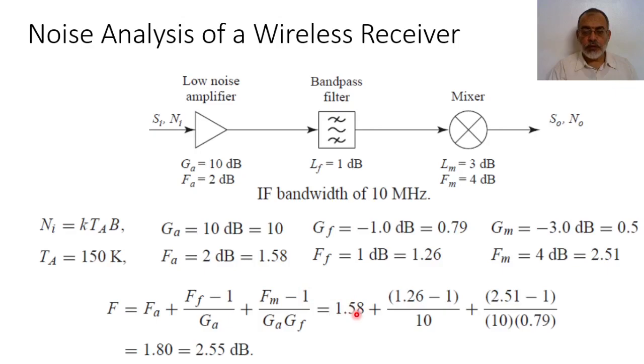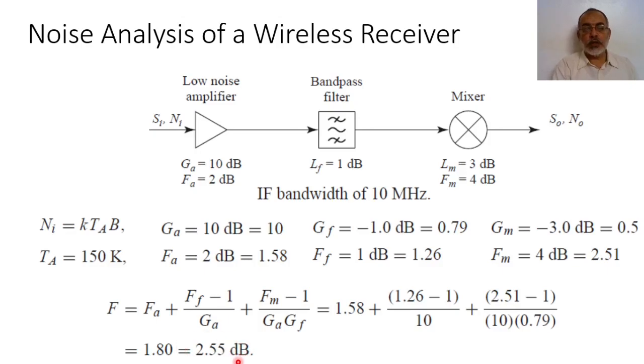So it would be 1.58 plus 1.26 minus 1 over the gain GA 10, and here 10 is a ratio, not dB, plus FM, which is the third one, 2.51 minus 1 over the gain of the amplifier GA 10 multiplied by the gain of the filter, which is 0.79. Now, by taking the summation of these three terms, we can find out the total noise figure is 1.8. In terms of dB, it would be 10 log 1.8, which is 2.55 dB.